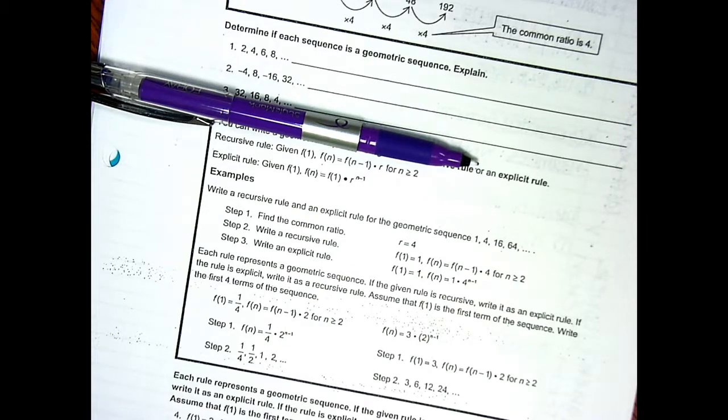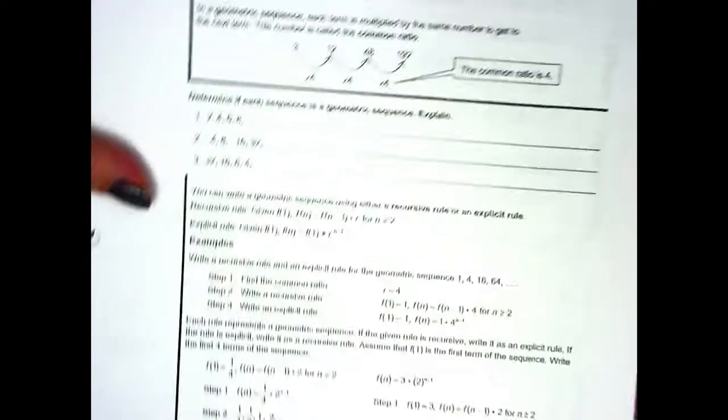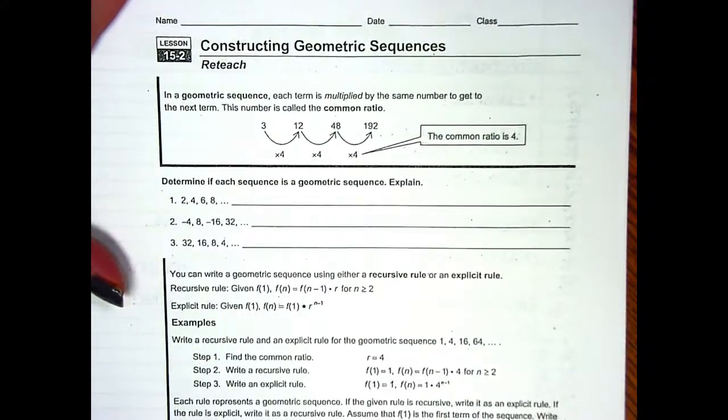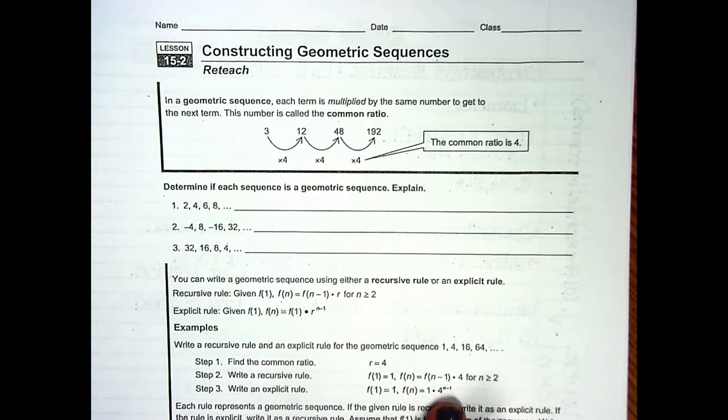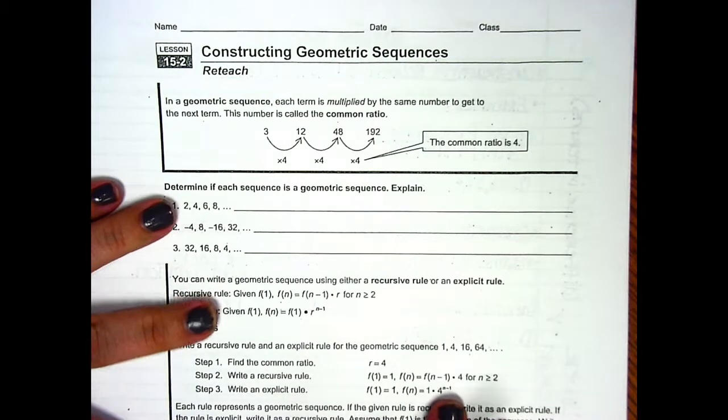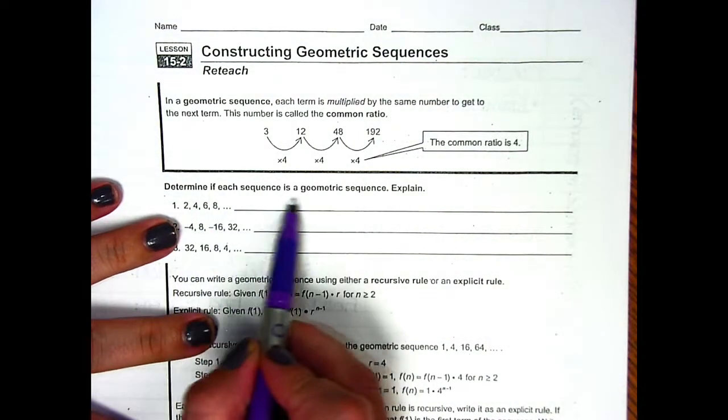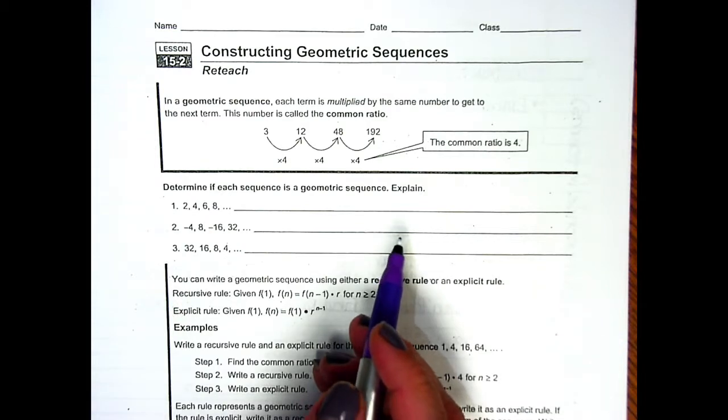Good afternoon. These are your notes for lesson 15-2, constructing geometric sequences. Remember, in a geometric sequence, each term is multiplied by the same number to get the next term. It's the common ratio. It says determine if each sequence is a geometric sequence and explain.